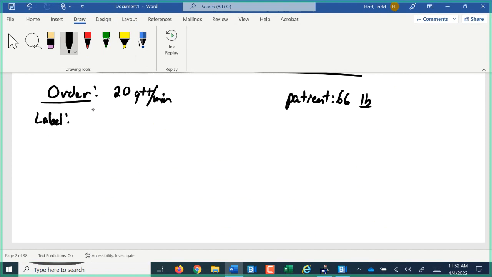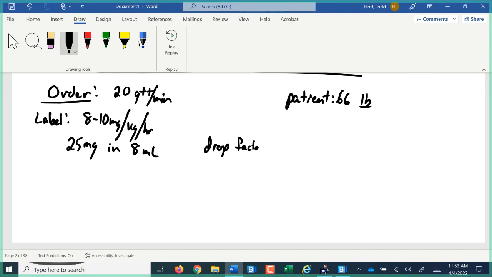The label on our supply says 8 to 10 milligrams per kilogram per hour. The medication is concentrated at 25 milligrams in 8 milliliters. And a drop factor of 12 drops per milliliter.